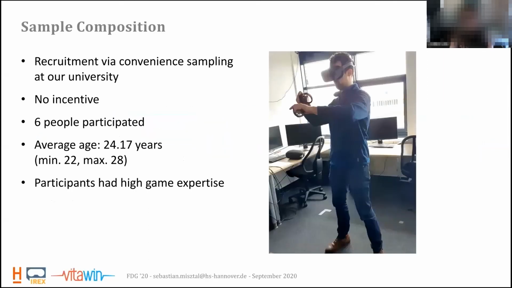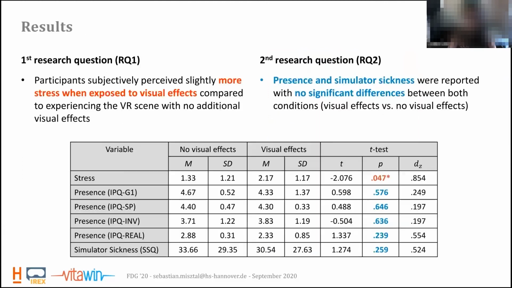We recruited our participants via convenience sampling at our university, and they were not remunerated. 6 people participated with an average age of 24.17 years, and all participants stated that they had quite high game expertise. Here are the results.